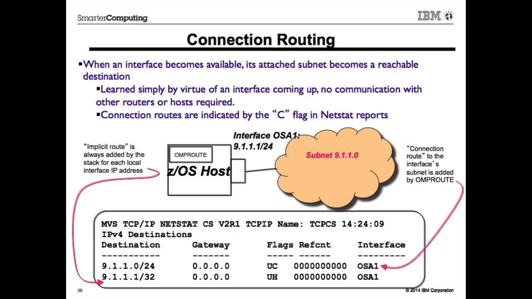So on slide 36, connection routing, which is the simplest type of routing. Connection routing basically means when an interface becomes available, OMPROUTE knows its subnet mask, so OMPROUTE assumes a route to that subnet is available. So here we have a host where interface 9.1.1.1/24 comes up.